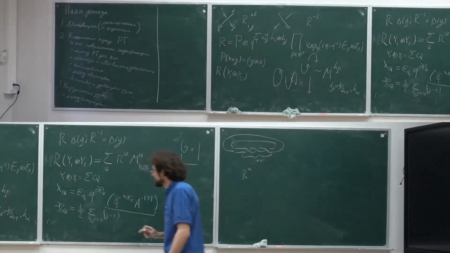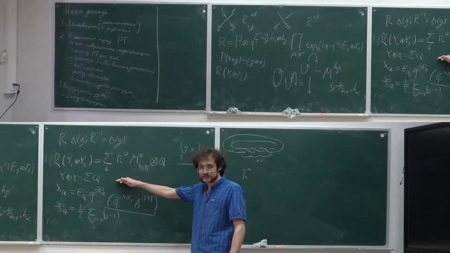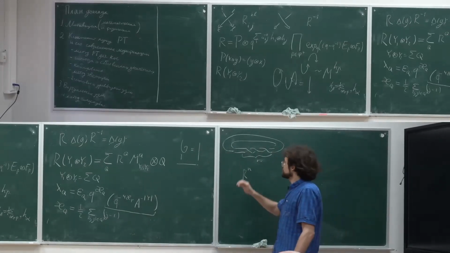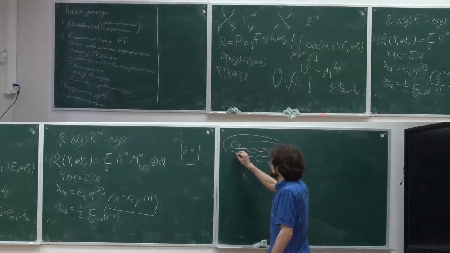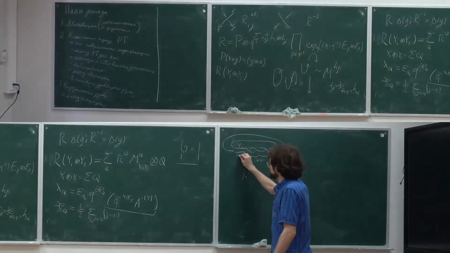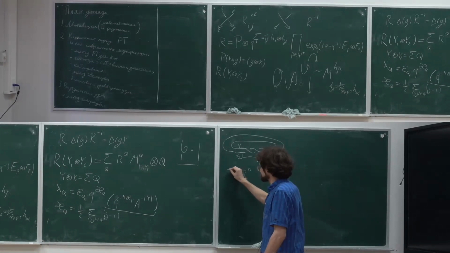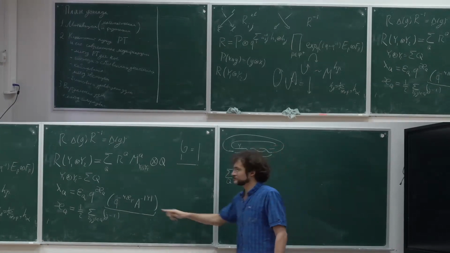But actually, looking at this formula, I can rewrite it in a different way. If I have representations y1 and y2, I can write the answer for the whole braid as a sum over the same representations Q.